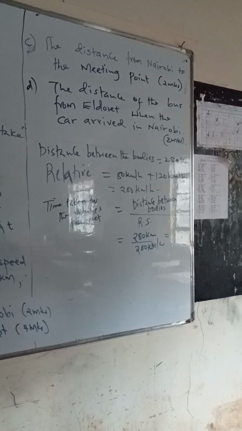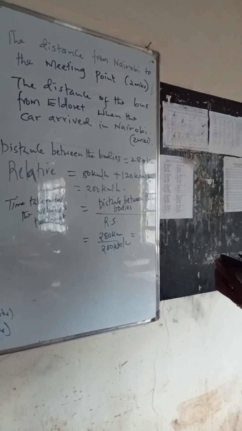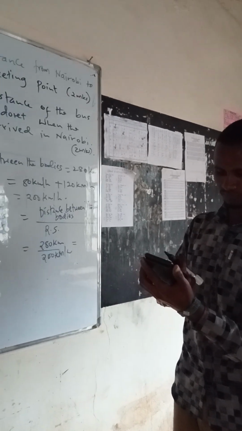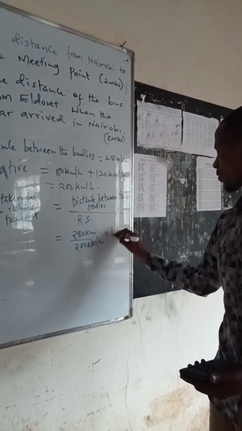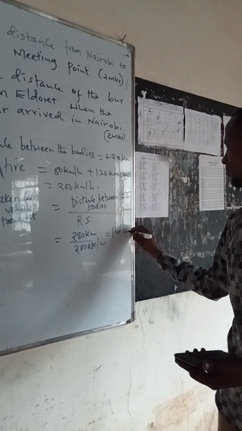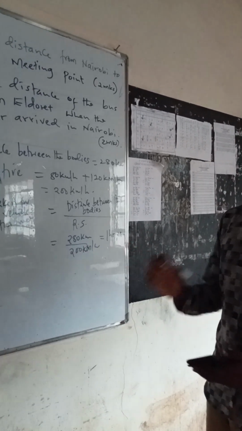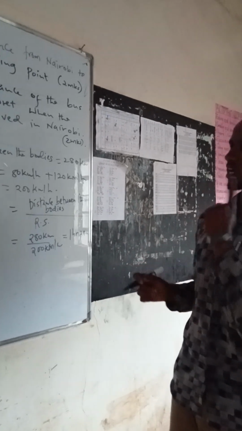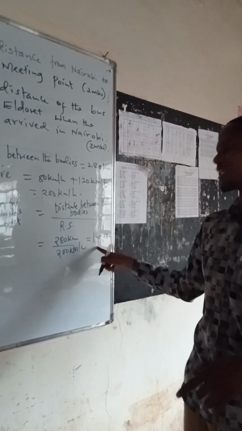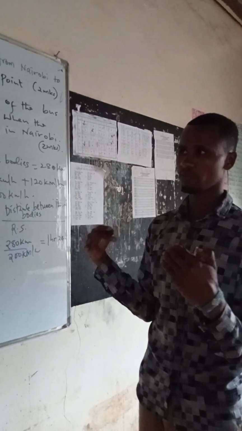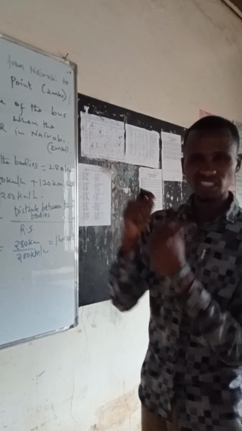So 280 divided by 200 will give us 1 hour and 24 minutes. So the vehicles will have to move for 1 hour and 24 minutes from 9:30 a.m., because that is the time all of them were in motion to the meeting point.